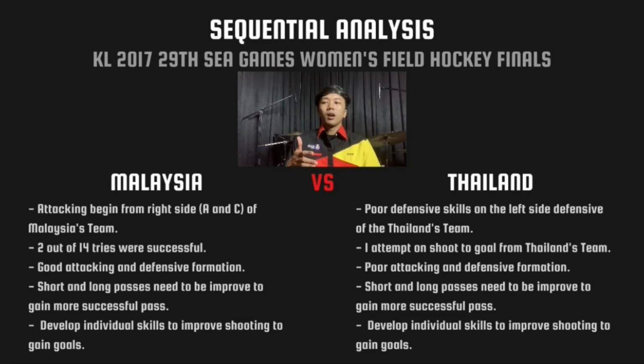Malaysia also has short and good attacking and defensive formation. Short and long passes need to be improved to gain more successful passes. As I told you before, short and long passes need to be improved because these 2 performance indicators can lead to more attempts on shoot to goal. So the striker or the player can attempt on shoot to goal at the opponent team.